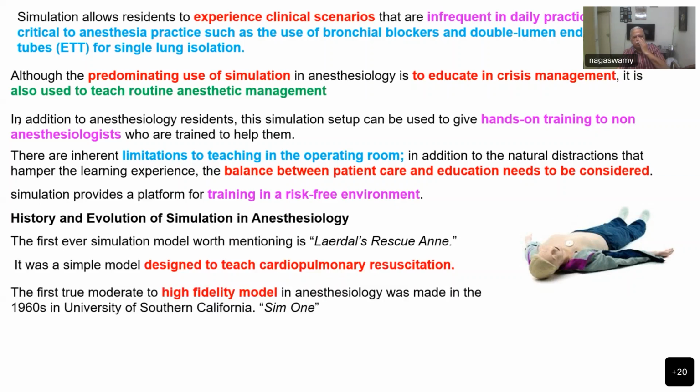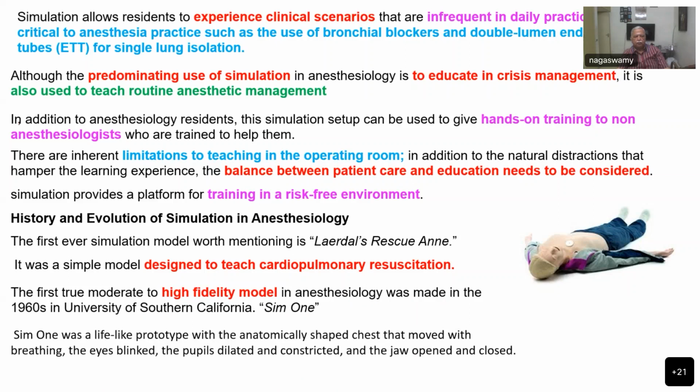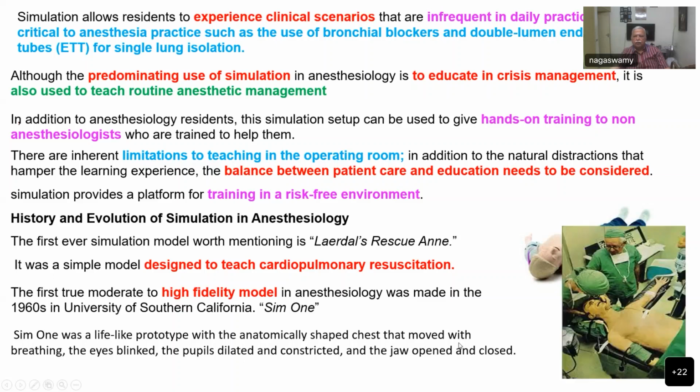The first true moderate to high fidelity anesthesia simulator was made in the 1960s at the University of Southern California, called SIM-1. SIM-1 was a lifelike prototype with an anatomically shaped chest that moved with breathing, eyes that blinked, pupils that dilated and constricted, and a jaw that opened and closed. So the Rescue Annie was a mannequin, just like a toy for a child, whereas the high fidelity model SIM-1 had probably all the reactions that a normal person would have. When you pump it, the chest moved, the pupils reacted, the jaw opened and closed. All these things were included later because of improvements in the hardware and software.